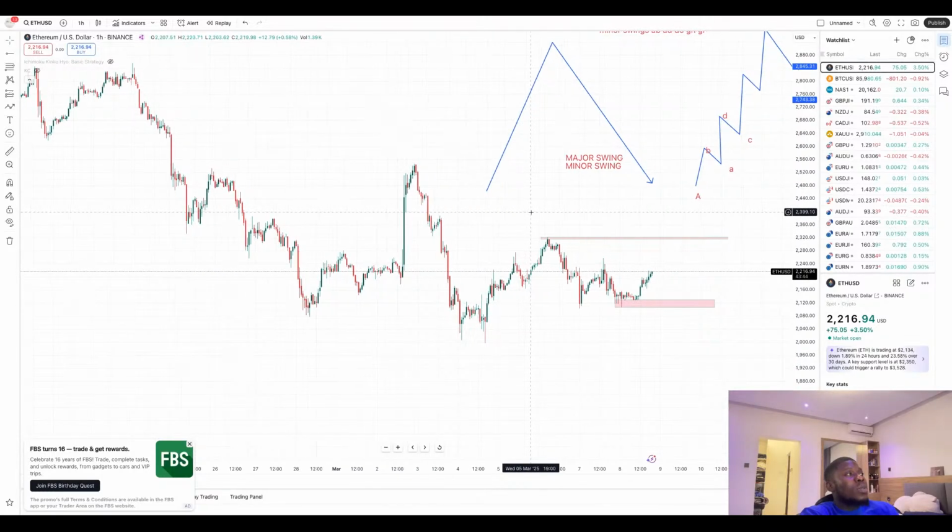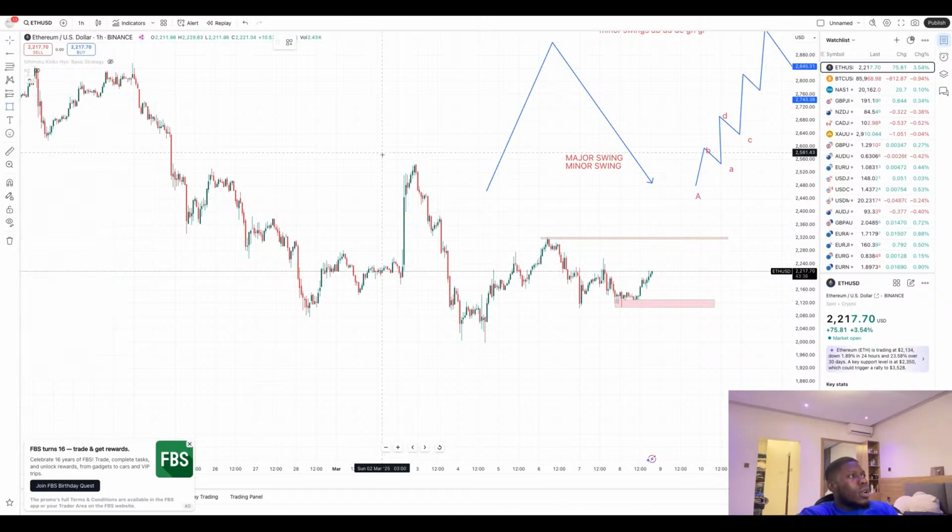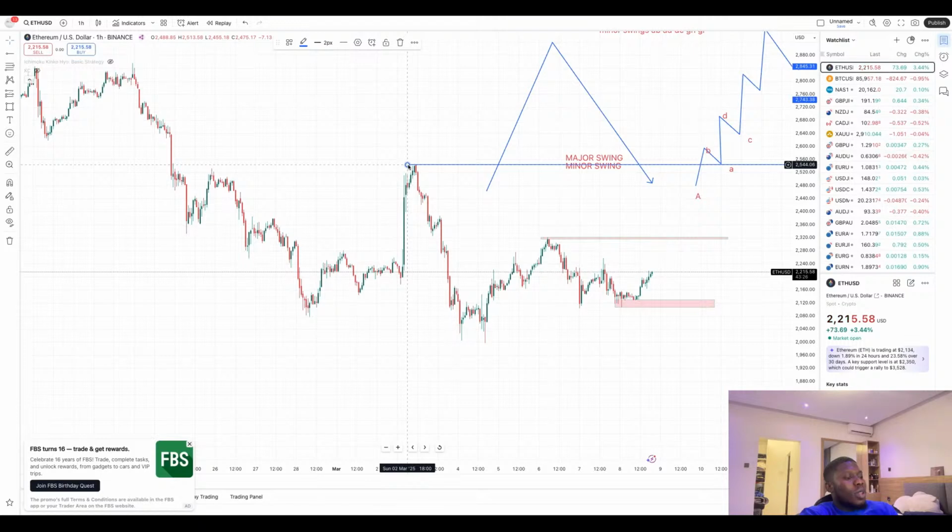On this place now, I have my major swings. I have this place. That's my major swing. Basically, you see this place does not really have a wick, so I can use a single line to mark out this place. Then another major swing I have here. Another major swing.